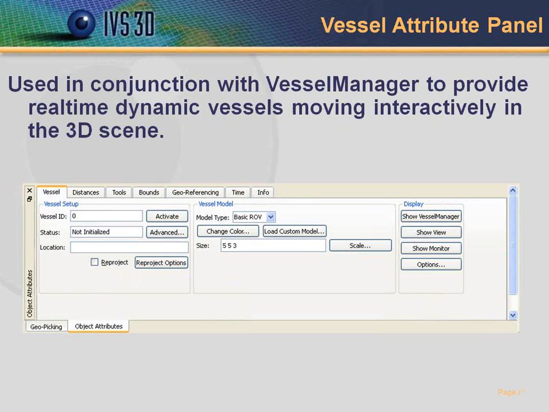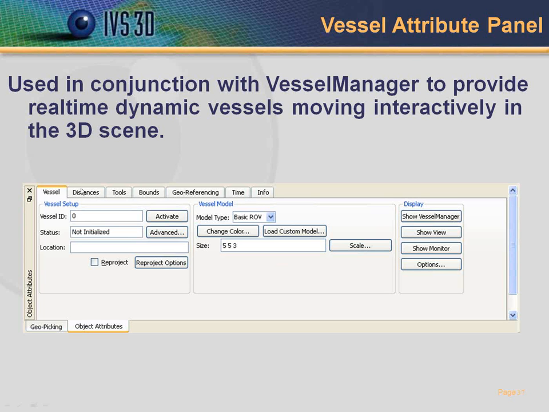Another much more complex object type is the vessel object, which normally is used in conjunction with the vessel manager application to provide the real-time vessels moving through a scene. It connects usually to a navigation stream, passes the data to Fledermaus, and you can choose your model to represent, say, a ship or ROV or a diver with a navigation system strapped on his or her back.